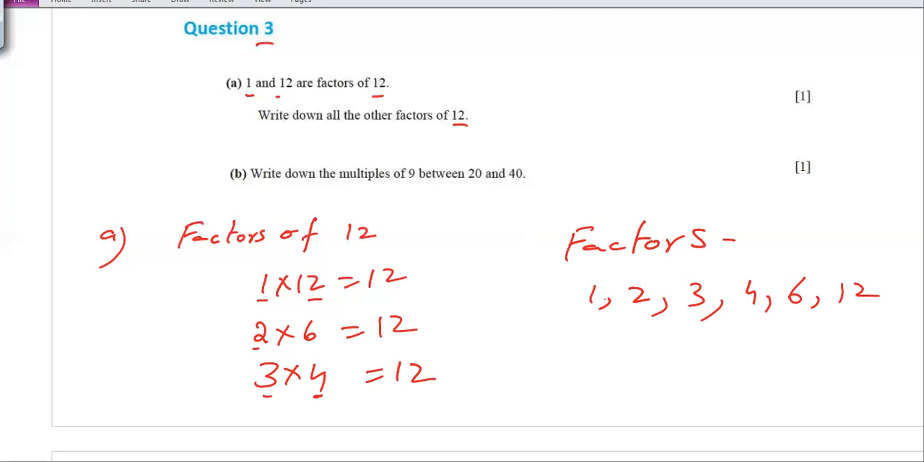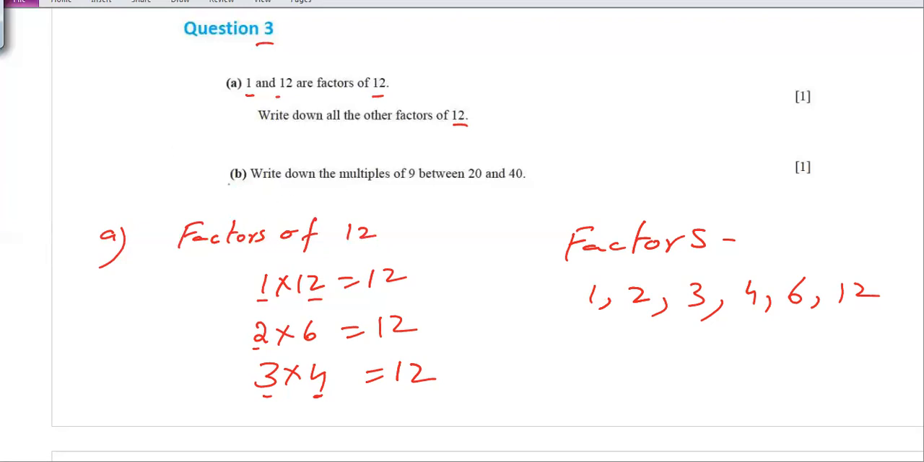And by the way, when we start algebra, we have to work with factors in every single question where we have to do factorization. We need the factors of that number. So make sure you take a lot of examples, find the factors of a lot of numbers, and then you will have good practice for that.